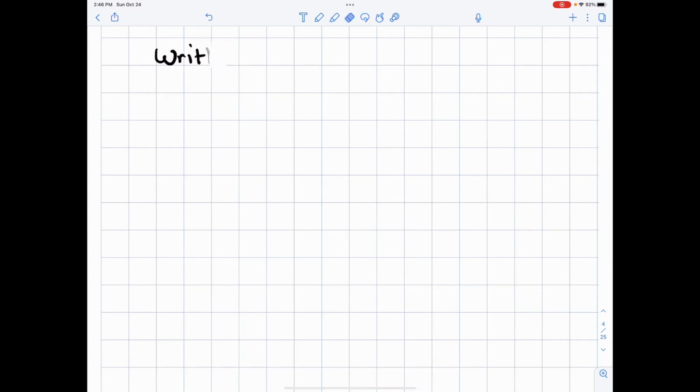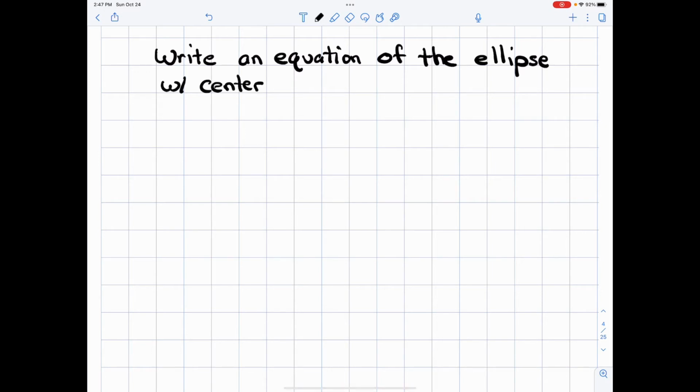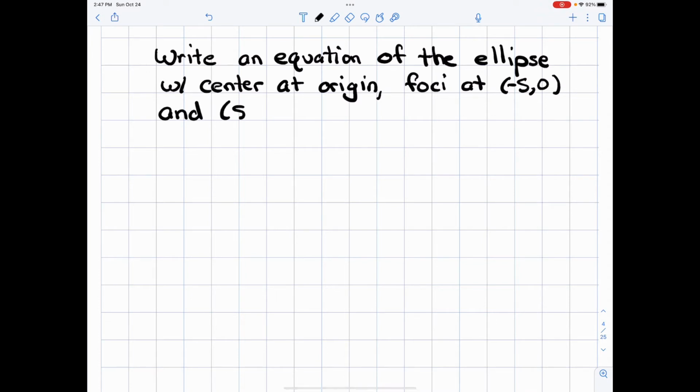Oh my goodness. I was trying to write E and I wrote H. Write an equation of the ellipse. I feel like these are easier than parabolas when you're writing the equations. With center at origin. So we know (0, 0) is the center. Foci, they gave us the foci on this one at (-5, 0). Oh, the foci are situated on the x-axis. So that tells me the major axis is along the x-axis. And they tell us the major axis length.